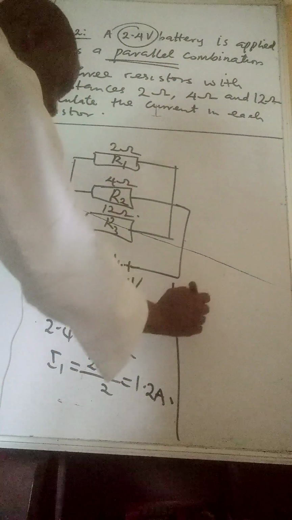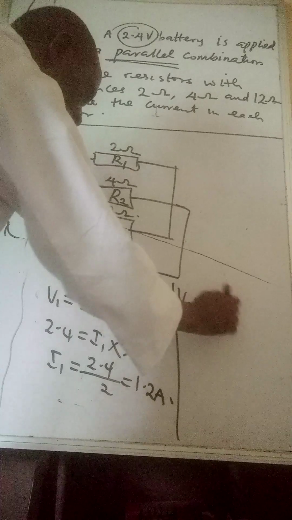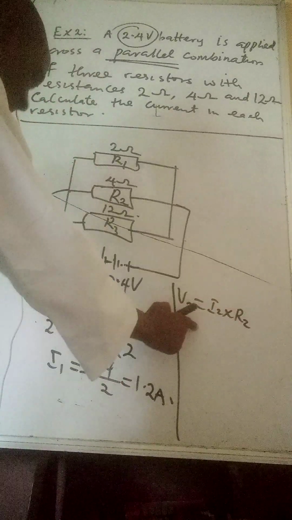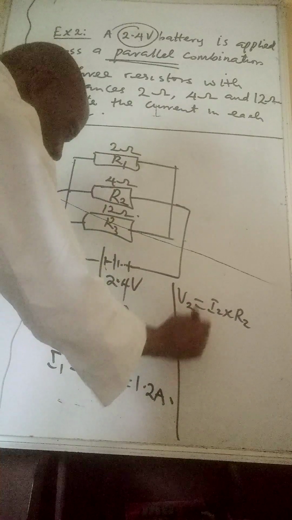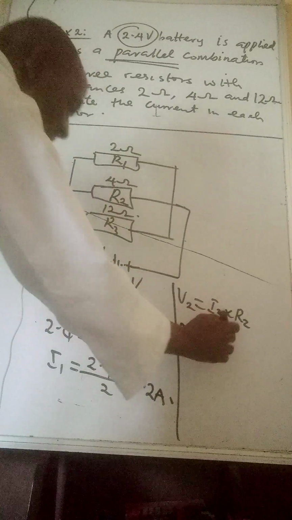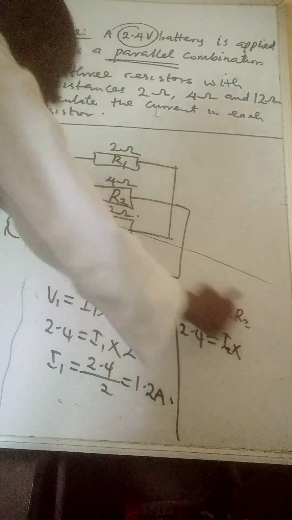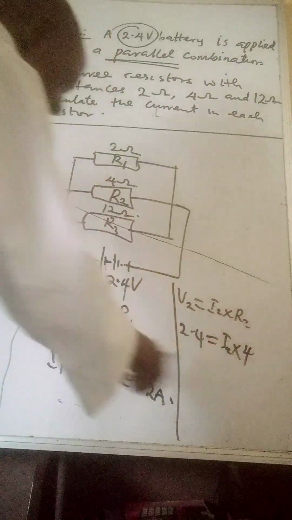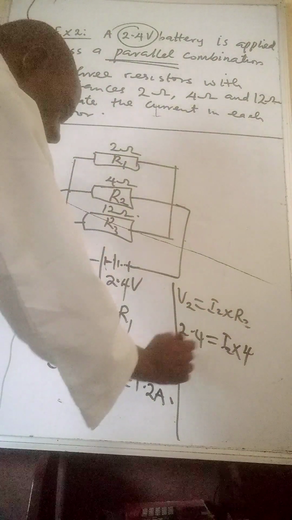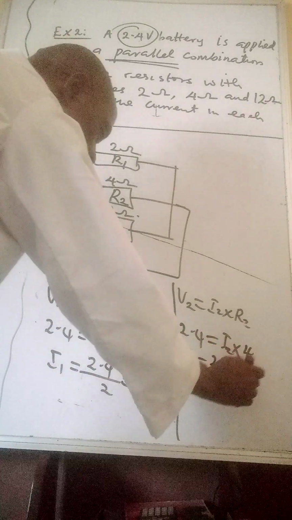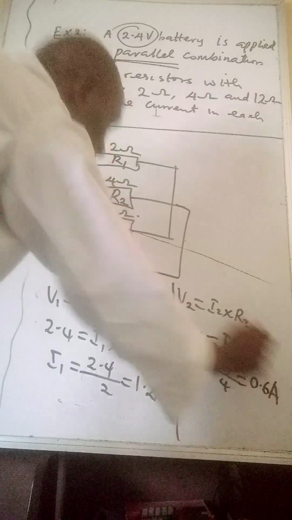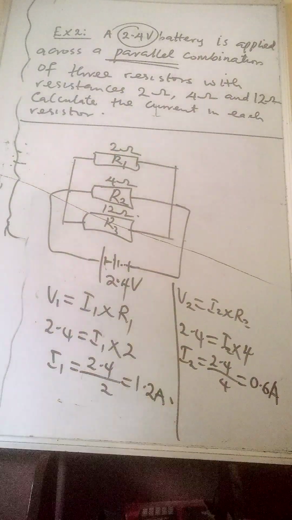V2 is equal to I2 times R2, and V2 is also 2.4. Remember, the voltage remains the same. I2 times R2, which is 4. Then you divide both sides by 4. I2 will be 2.4 over 4, which is 0.6 amps. Okay, let's do the third one.